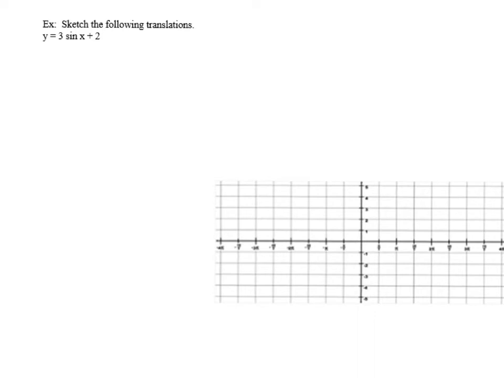It says sketch the following translation. y equals 3 sine x plus 2. I notice right away we have an a value out in front. So a equals 3. Because of that, we know the amplitude is the absolute value of 3. And since that's greater than 1, our graph is going to stretch vertically. That's the same as what we did in day 1. Nothing too crazy there.